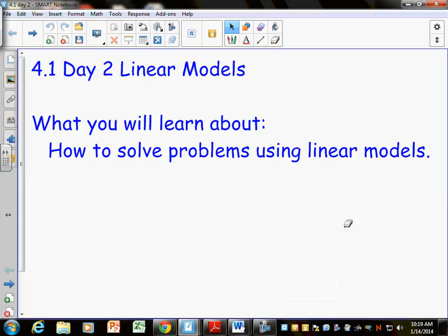Today is still lesson 4.1, but today we're going to look at solving story problems using linear models, which some aren't so bad and some maybe a little bit different, but still not so bad. So let's just jump in here.